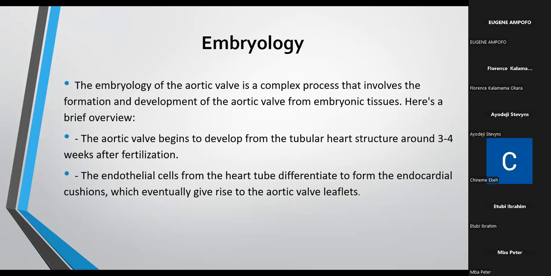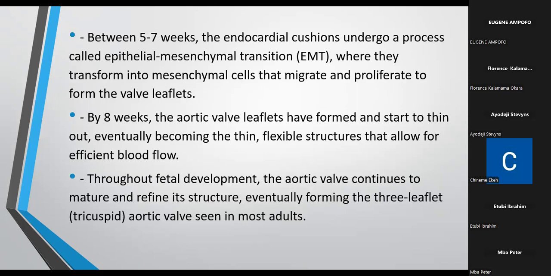The endothelial cells from the heart tube differentiate to form the endocardial cushion, which eventually gives rise to the aortic valve leaflets. And between 5 to 7 weeks, the endocardial cushions undergo a process called epithelial mesenchymal transition, where they transform to mesenchymal cells that migrate and proliferate to form the valve leaflets. And by 8 weeks, the aortic valve leaflets are formed and start to thin out, eventually becoming the thin, flexible structure that allows for efficient blood flow.